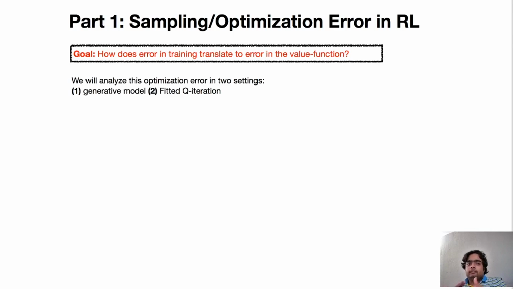We'll analyze these errors, optimization and sampling errors, in two settings. The first is the setting of a generative model that we saw in the first module. The second is the fitted Q iteration setting, which we saw earlier in the offline reinforcement learning lecture, as well as in the deep Q learning lecture. And what kind of results do we want here?